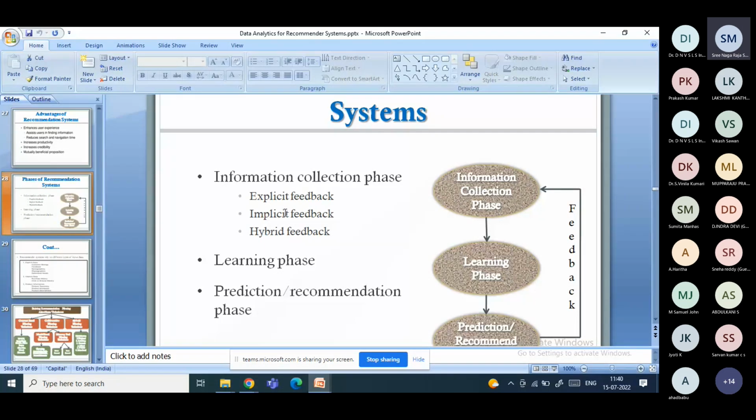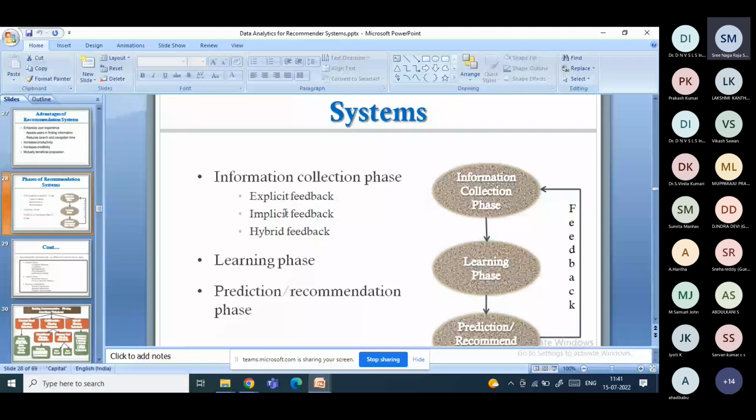But suppose I go with a food example. If the person is 6 months old, I will suggest food taken by 6 month old babies. I cannot suggest meat, I can suggest only milk or milk products for a 6 month baby. If the person is aged 8-30, I can suggest in a different manner. So the first phase of the recommendation system is the information collection phase.